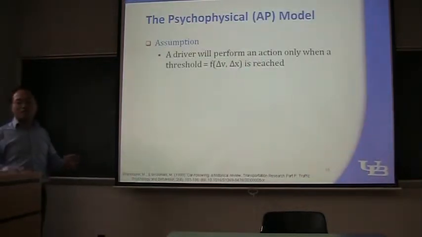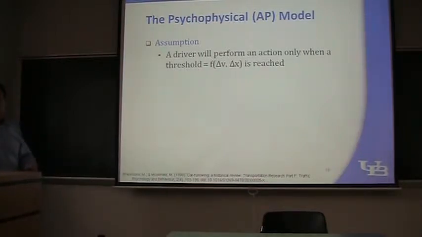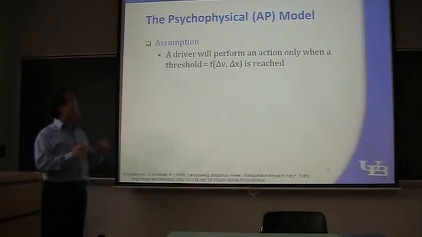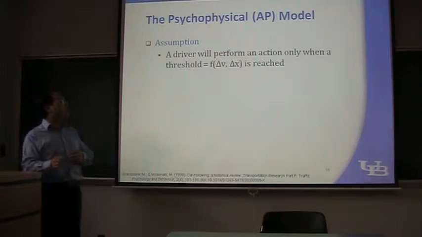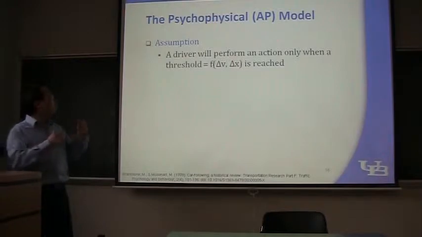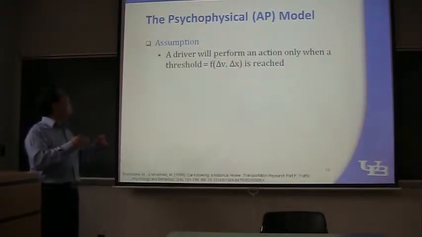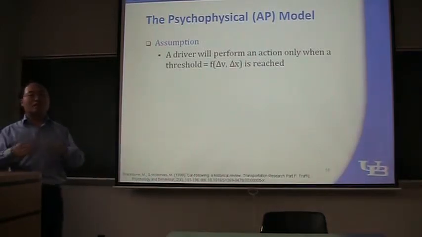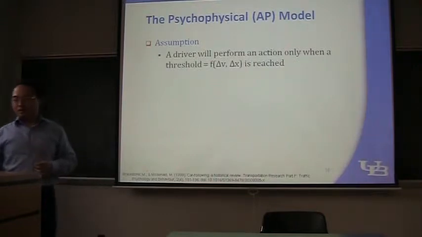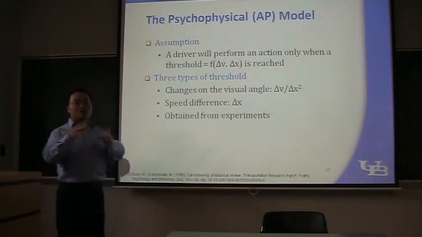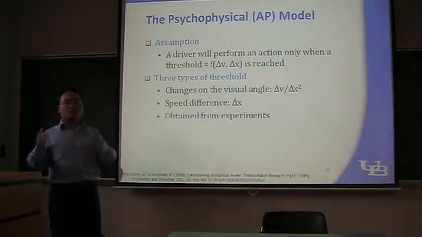The fourth type is called the psychophysical or action point model. In this type of model, they have a good assumption. They assume a driver will perform an action only when it can observe something. So in this psychophysical model, if the driver cannot detect something, it has no reason to react to it. And how can a driver react to something? Then the stimulus, or something he observes, must exceed a threshold.